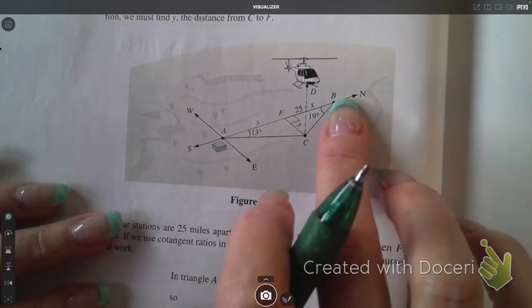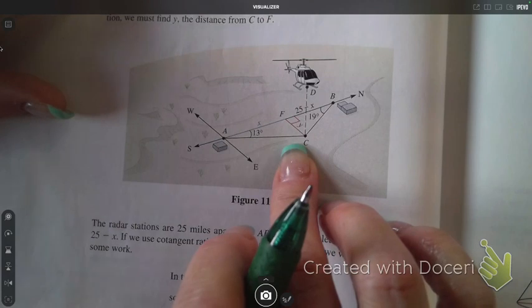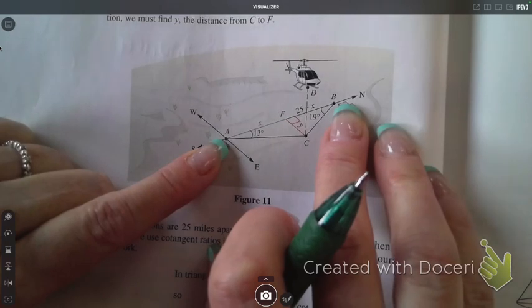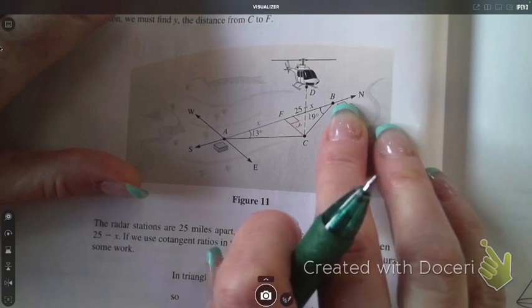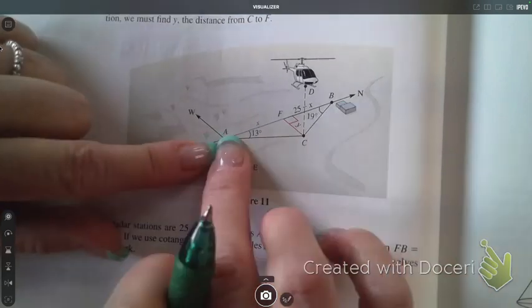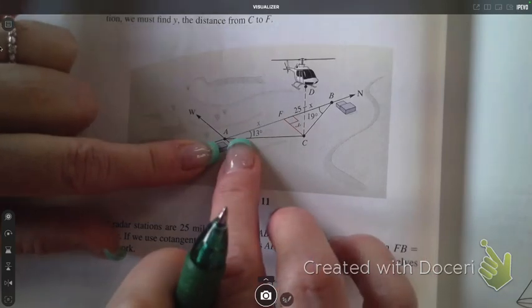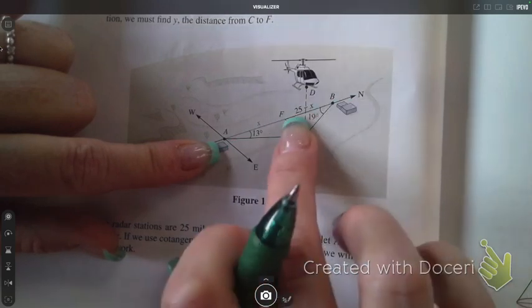I would suggest you not draw your picture exactly like this because I'm going to show you why in a second. We have a radio station at A and a radio station at B. The bearing of the helicopter from one station is north 13 degrees east. Is that A or B? North 13 degrees east. A. Because north, east is 13 degrees. And from the other is south 19 degrees east. So that would be this one.